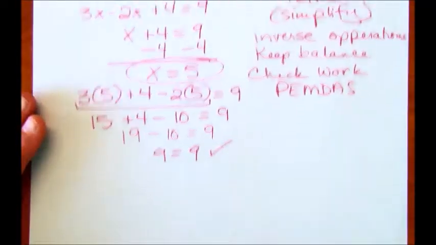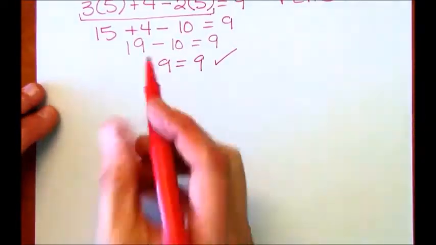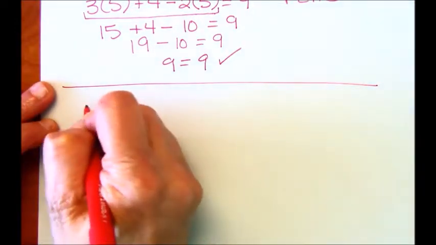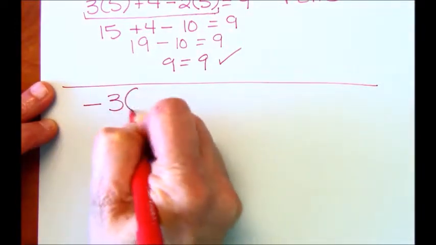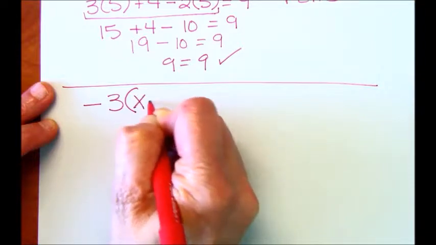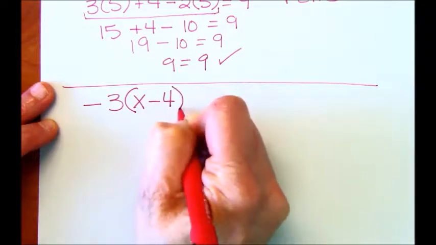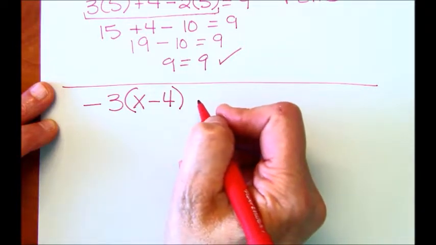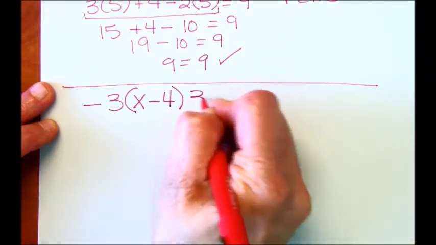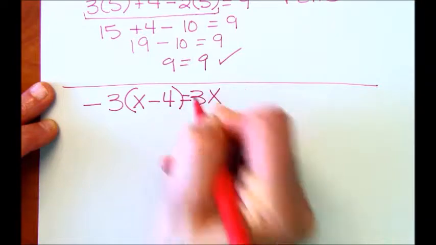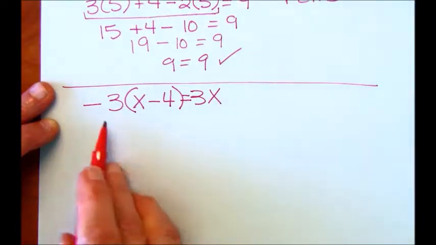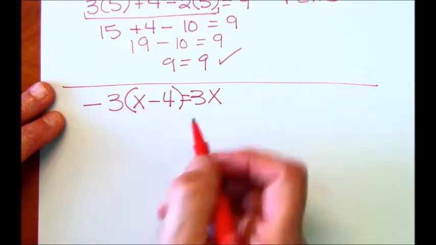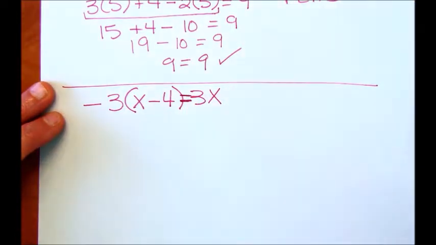Let's go ahead and do a couple more. Let's say we have negative 3 times the quantity of x minus 4, and that is going to equal 3x. So again, negative 3 times the quantity of x minus 4 equals 3x.